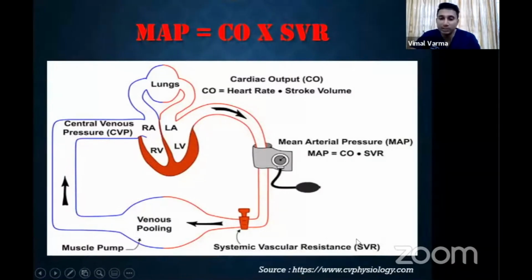Systemic vascular resistance is the vessel tone. Either the vessels are vasodilated or vasoconstricted. Based on these properties, they will pose a certain resistance to the blood flow. So your mean arterial pressure is cardiac output times the systemic vascular resistance.